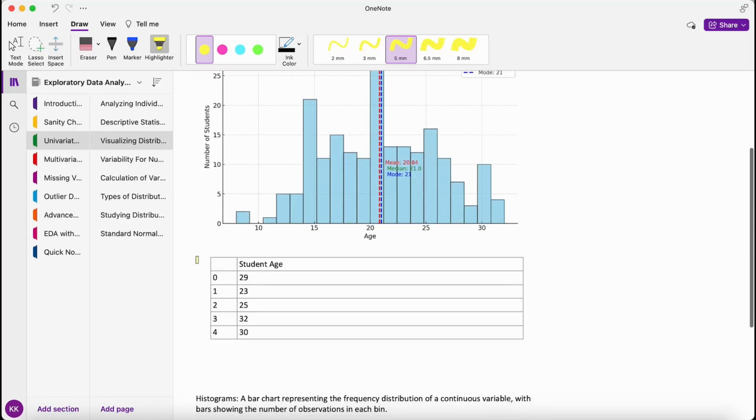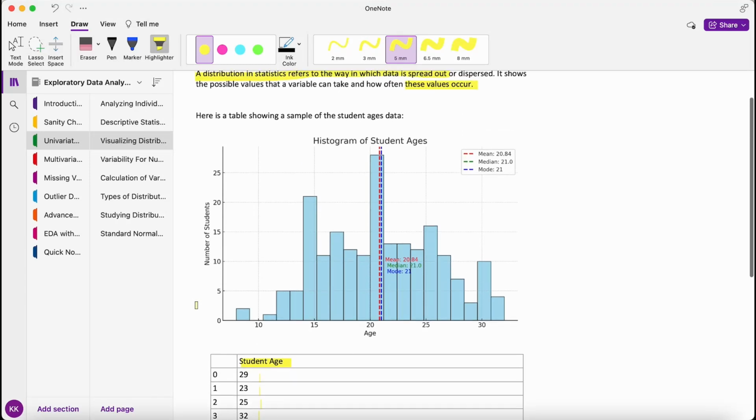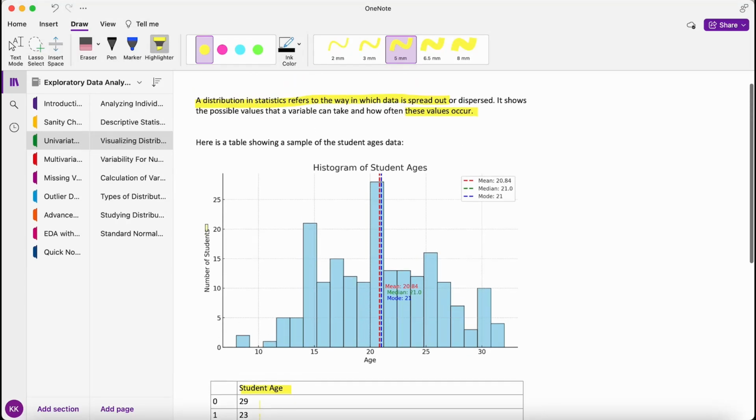Let's illustrate this with an example. Here we have a simple dataset that lists the ages of 5 students, 29, 23, 25, 32, and 30. To visualize the distribution of these ages, we use a histogram. A histogram is a type of bar chart that shows the frequency distribution of a continuous variable, with each bar representing the number of observations within a specific interval, or bin.